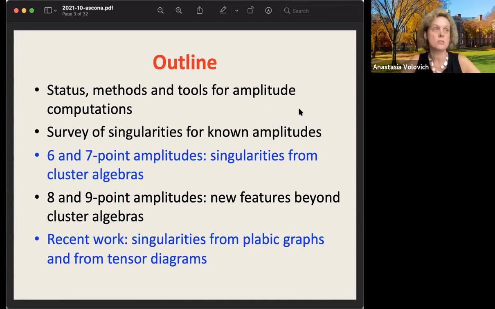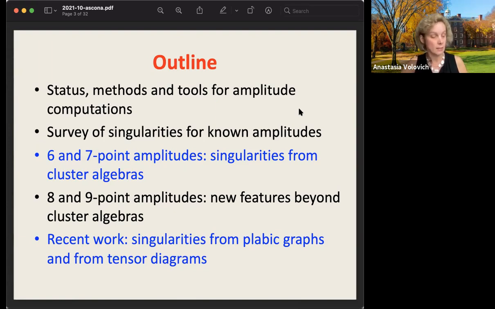You can ask, you're just talking about singularities, what about the whole functions? There is a lot of work on that, but I'm not going to talk about it today. So what I'll do is survey known singularities and try to understand the mathematical structures of those singularities. I'll start by increasing the number of points in those amplitudes, and I'll review that for 6 and 7 points, the singularities can be described by cluster algebras.